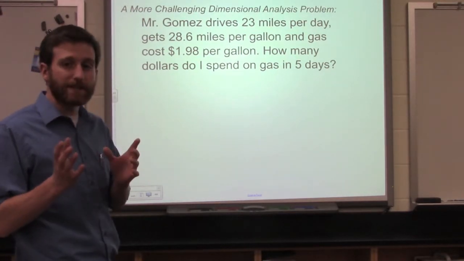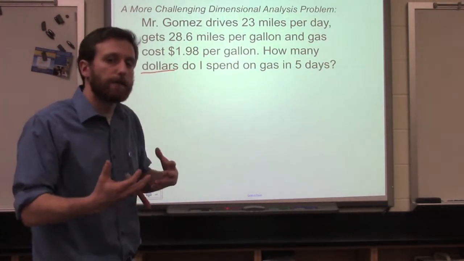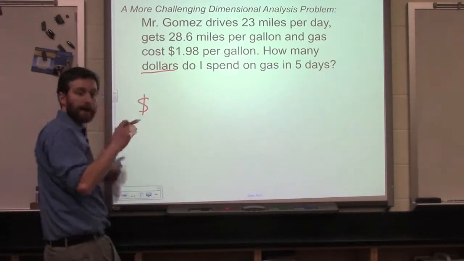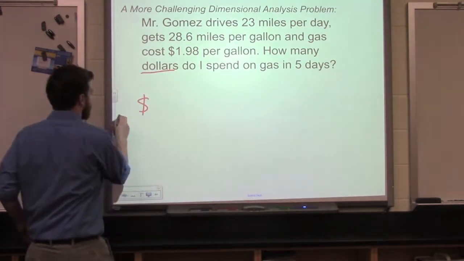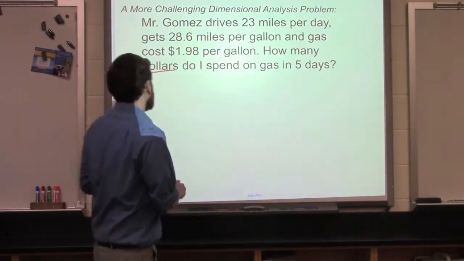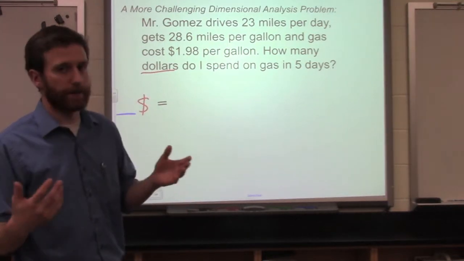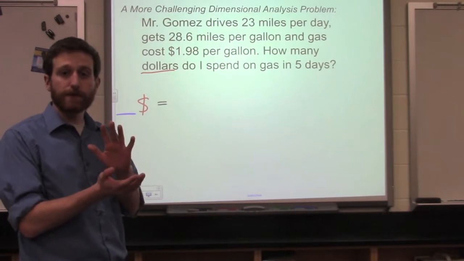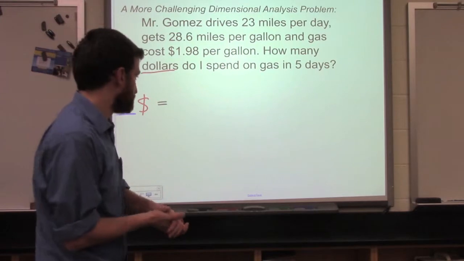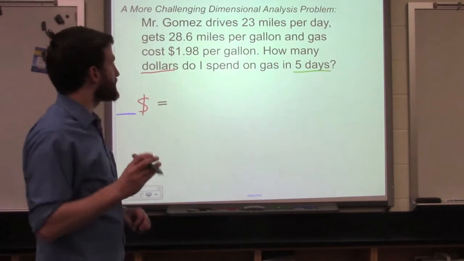First, what is my desired unit? Well, my desired unit is dollars. I want to find out how much money I'm spending. So I'm going to write dollars as my unit, and keep in mind that I want to find out how many dollars. And then I've got to find the given unit. In this case, I see a lot of numbers up there, and it can get a little confusing, but I will tell you that the given unit is 5 days.